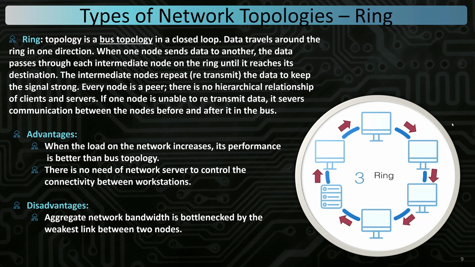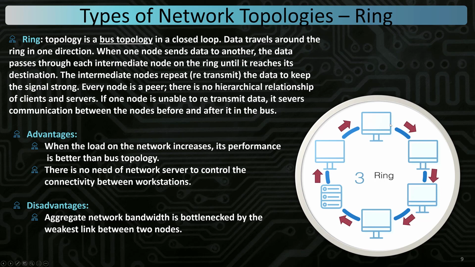Ring technology is a bus topology. It's a closed loop, okay? Again, traffic tends to flow in one direction around the loop. The intermediate nodes repeat or retransmit the data to keep the signal strong. So every time we have a long run, we would put a repeater in there to strengthen the signal so that it can make its way to the next.